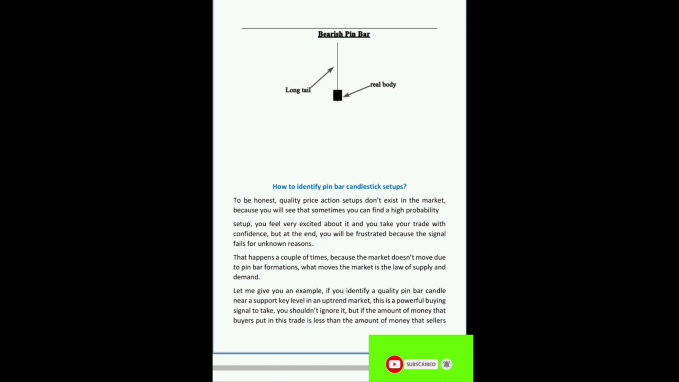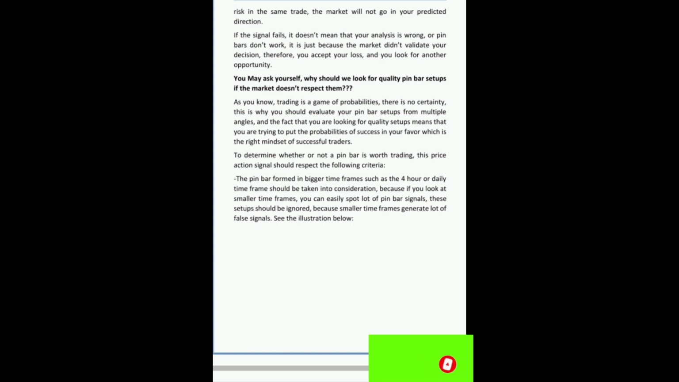Let me give you an example. If you identify a quality pin bar candle near a key support level in an uptrend market, this is a powerful buying signal to take. You shouldn't ignore it, but if the amount of money that buyers put in this trade is less than the amount of money that sellers risk in the same trade, the market will not go in your predicted direction. If the signal fails, it doesn't mean that your analysis is wrong, or that pin bars don't work. It is just because the market didn't validate your decision. Therefore, you accept your loss, and you look for another opportunity.